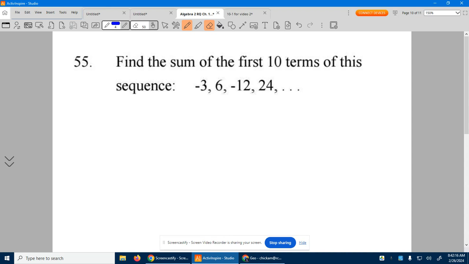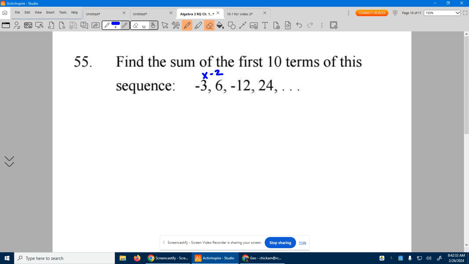All right, number 55. Find the sum of the first 10 terms of this sequence. What kind of sequence is it? I can quickly see you doubled, but it's going negative, positive, negative, positive. So I can see we multiplied by -2.